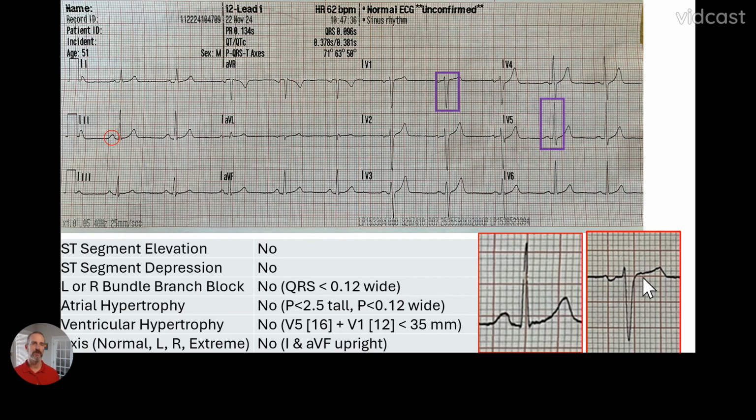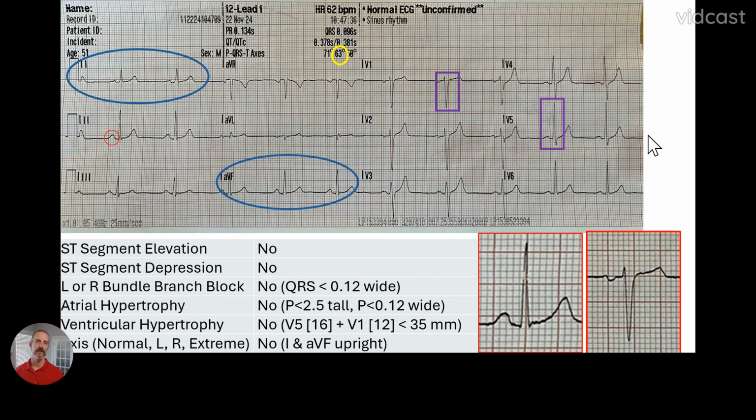Remember, for right ventricular hypertrophy, you can look at V1, and if this R wave is taller than 7 small boxes, that would be an indication that the person might possibly have right ventricular hypertrophy. So we are nowhere near that. And then we get into the axis. All right. So again, remember, you're going to look at leads 1 and aVF. Get your thumbs up. All right. Lead 1, lead aVF over here. And in this case, they are both upright. So we have a normal axis.